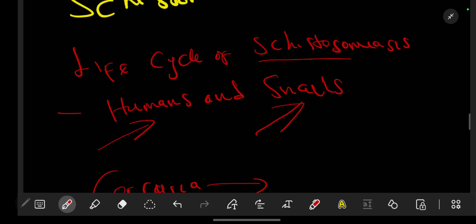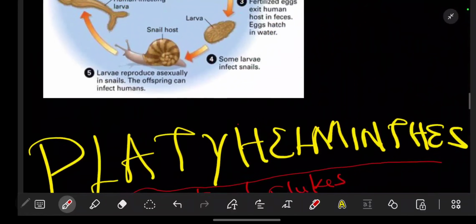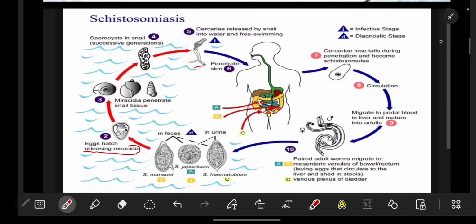Now let's look at the image to understand further. Don't pay attention to the numbering, but we are starting. So the snail, number one. The snail releases Cercaria into the water. That will be your number one. Then the Cercaria will be able to penetrate the skin. When it penetrates the skin, it loses its tail.